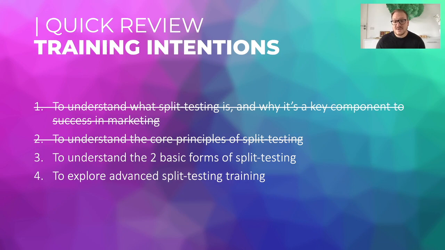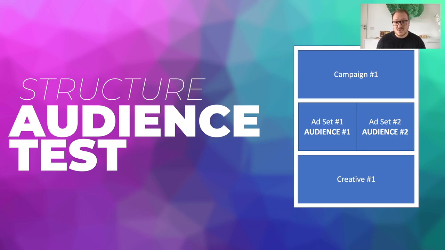So now let's move on to number 3. Number 3 is to understand the 2 basic forms of split testing. And the first one of those is audience testing. The way you structure an audience test is like this. You have 1 campaign, and inside that campaign you have 2 ad sets. Your audience 1 in 1 ad set, your audience 2 in the other, and you also then set up a creative in each. I'll show you how to do this within Business Manager shortly, but this is the visual setup of it. So it's 1 campaign with 2 ad sets and then the same ad within each of those.